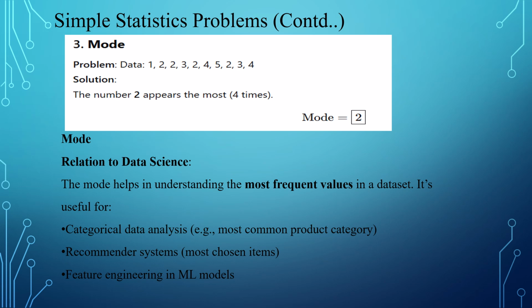How is this mode related to data science? The mode helps in understanding the most frequent values in the data set, and it is useful for categorical data analysis. For example, the most common product category, recommendation systems, most chosen items. Okay, so also feature engineering in ML models, that is, machine learning models.